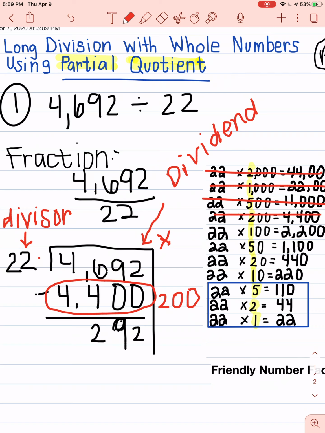What about 2,200? Can I subtract 2,200 from 292? No, I cannot. So then I'm going to cross that out. What about 1,100? Can I subtract that? The answer is no, I cannot. What about 440? Can I subtract 440 from 292? The answer should be no, you cannot.